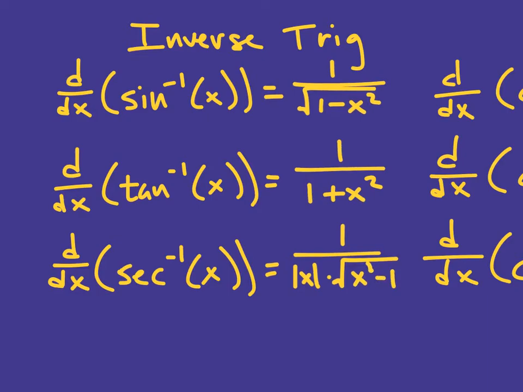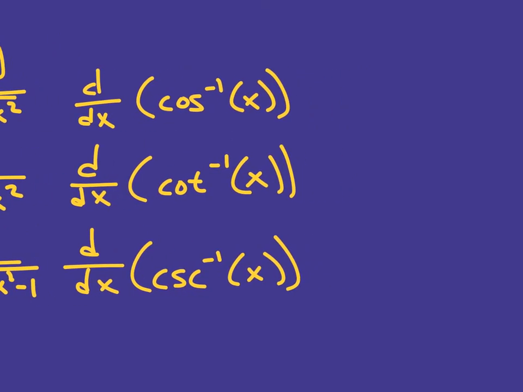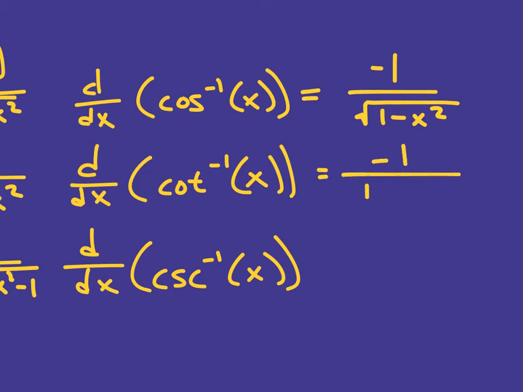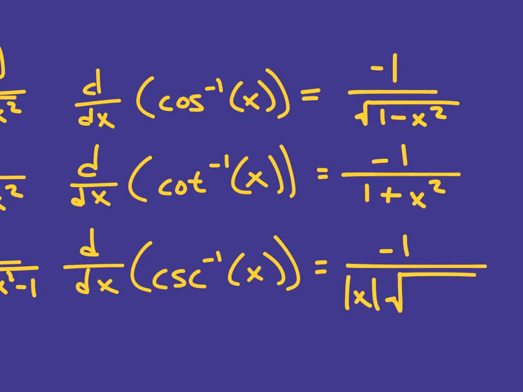Okay. Now, all the other derivatives over here are going to be the exact same thing, except they're just going to be negative. So the derivative of cosine inverse is going to be negative 1 over the square root of 1 minus x squared. The derivative of cotangent inverse is going to be negative 1 over 1 plus x squared. The derivative of cosecant inverse is negative 1 over the absolute value of x times the square root of x squared minus 1.